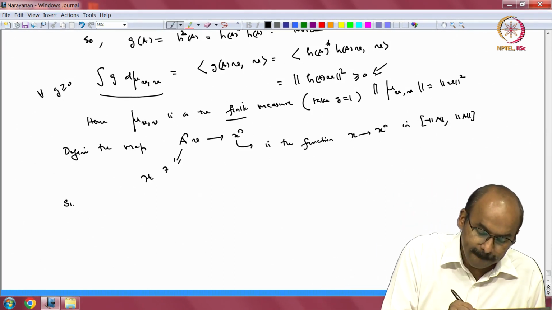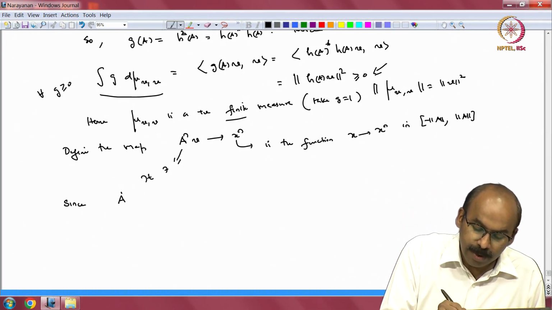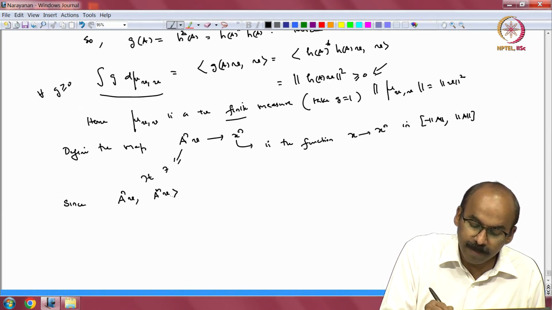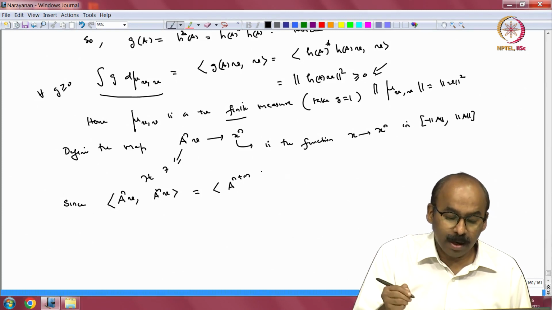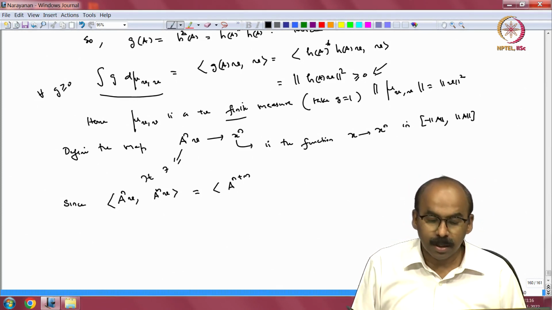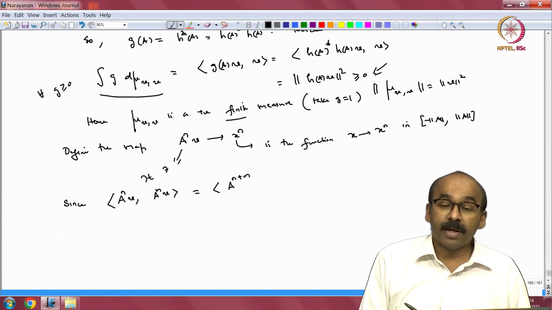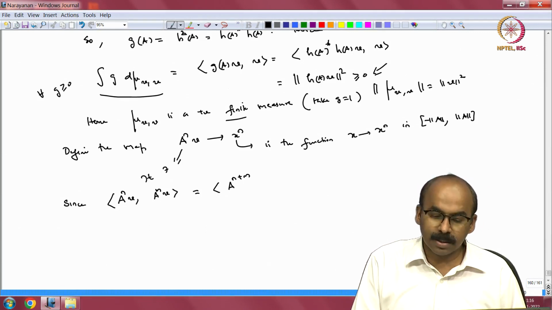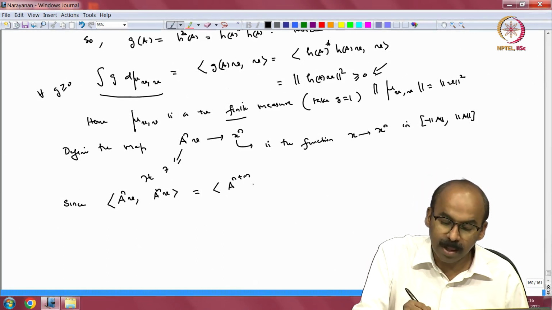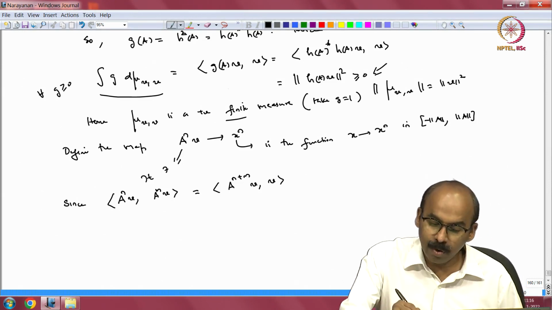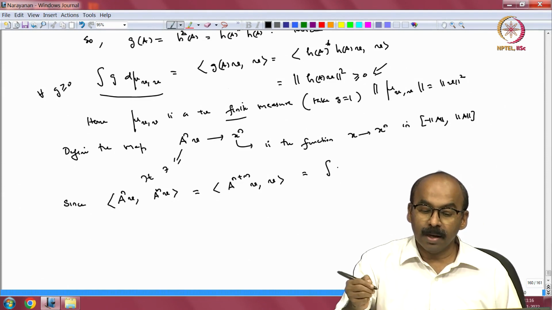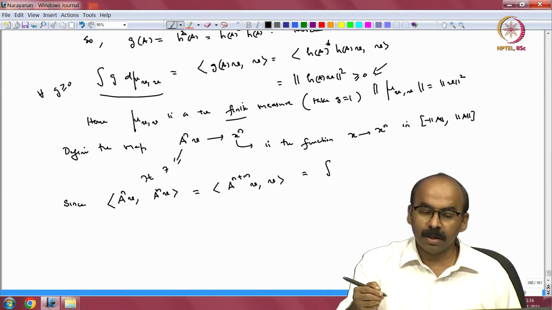Since a to the n v inner product with a to the m v is equal to a to the n plus m. Well, why? Because a is self adjoint. So, a to the m coming to the left hand side would be a to the m star, but that is a to the m. So, I will have a to the n plus m acting on v inner product with v, right. This I know is an integral, by the continuous functional calculus and so on.